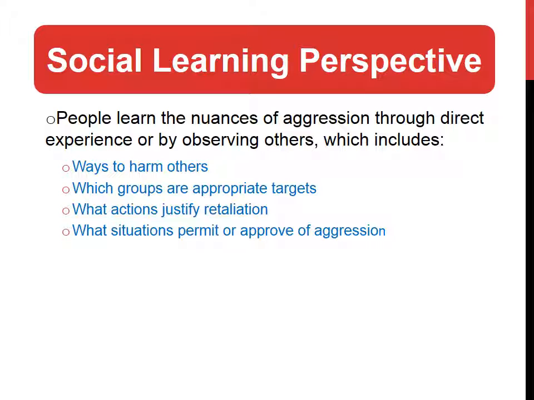These observable behaviors include ways to harm others, either overtly or covertly; which groups may be the appropriate targets for aggressive behaviors, especially if we're dealing with displaced aggression; what kind of actions by a particular individual or group justify aggressive retaliative behaviors or even violent retaliative behaviors; and finally, in what situations or on what premises aggression is permitted or approved within the context of the social norms that they are acting within.